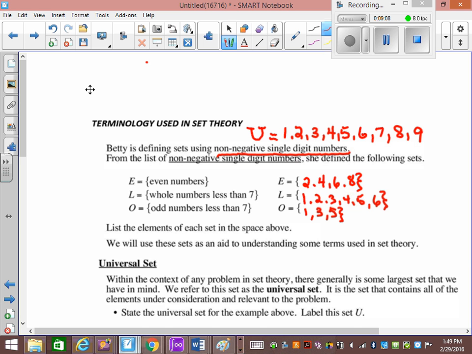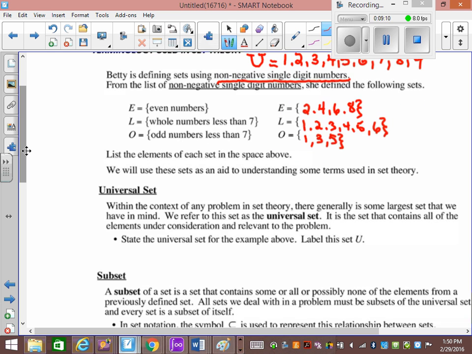All right. So we've already gone over the universal set. Within the context of any problem in set theory, there generally is some largest set that we have in mind. We refer to this set as the universal set. It is the set that contains all of the elements under consideration and relevant to the problem. So state the universal set. We did it already above. Look above. If you didn't do it above, do it here.